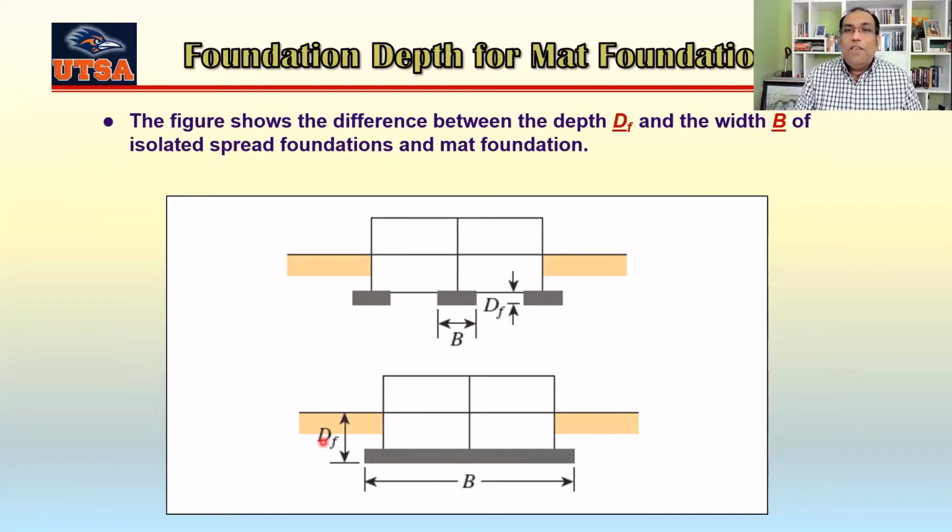So when your DF is bigger, it means your surcharge pressure or effective stress at the bottom of the slab, which is equal to gamma DF, would be much higher, right? So if you think about your bearing capacity equation, your q is bigger and in the third term, your B is much bigger. So you can see the bearing capacity of the mat foundation is usually much higher than a normal spread footing.